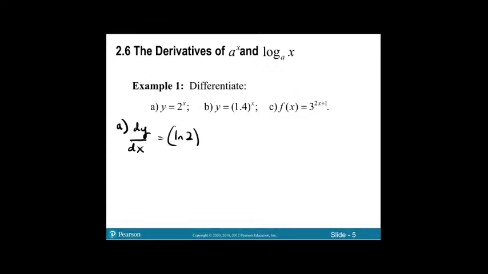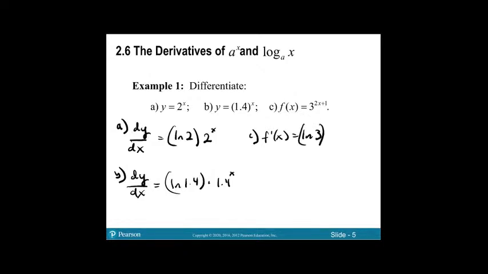For B, dy by dx, so it should be the natural log of 1.4 times 1.4 to the power of x, okay? And then C, all right, f prime should be the natural log of 3 times this thing, 3 to the power of 2x plus 1, times 2, because we got to say times the derivative of the exponent.